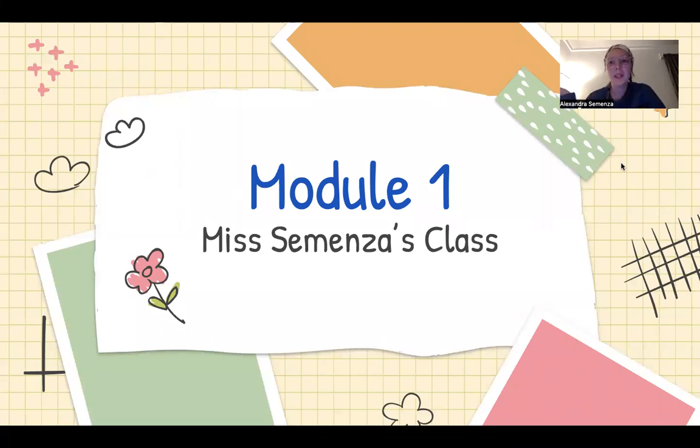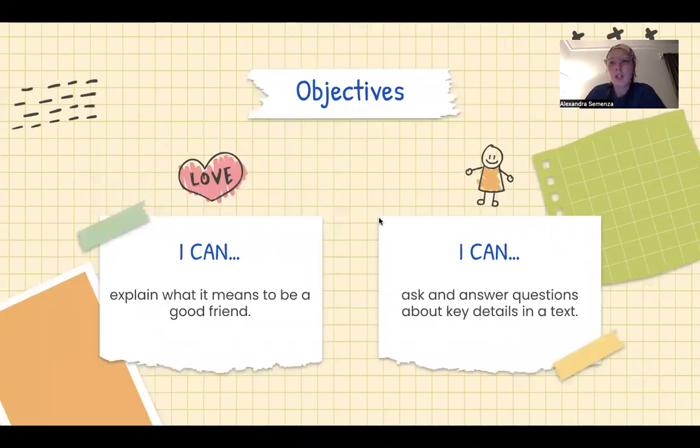So, this week we are focusing on Module 1 and we are doing first grade reading. Our objectives for this week's lesson are: I can explain what it means to be a good friend. And our second one is: I can answer and ask questions about key details in a text.